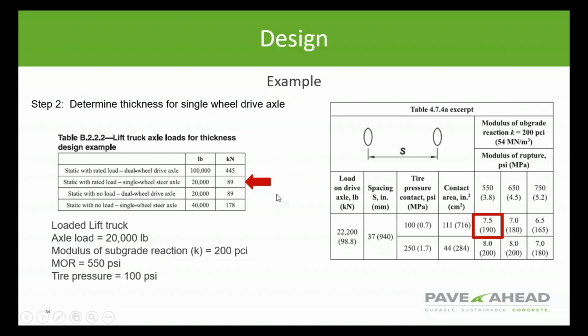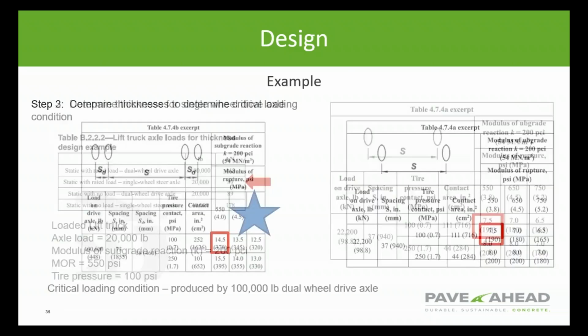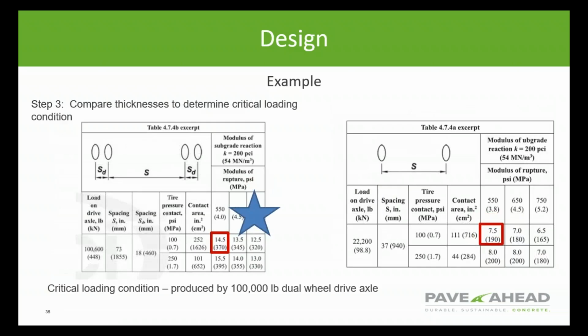Using table 4.7.4a, we end up with a 7.5-inch thick concrete section. Comparing the two thicknesses, the critical load is produced by the dual wheel axle, and therefore our design for that portion of the site is going to be 14.5 inches of concrete.